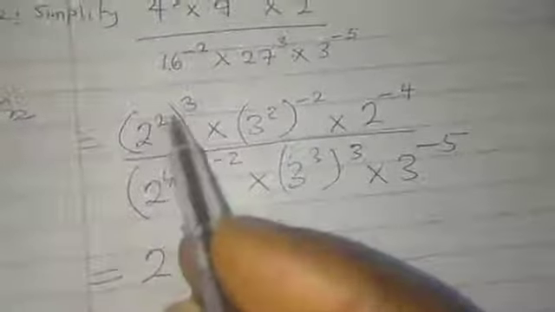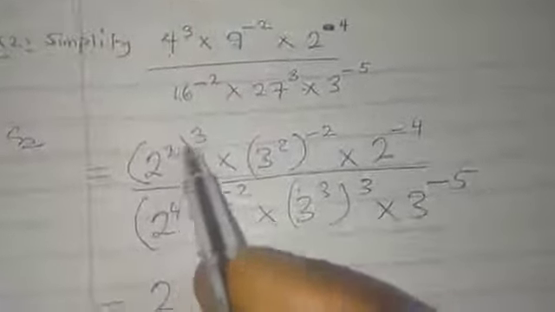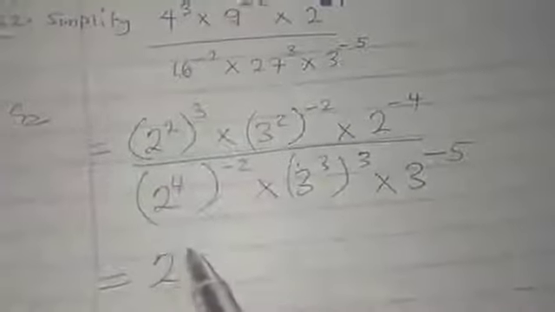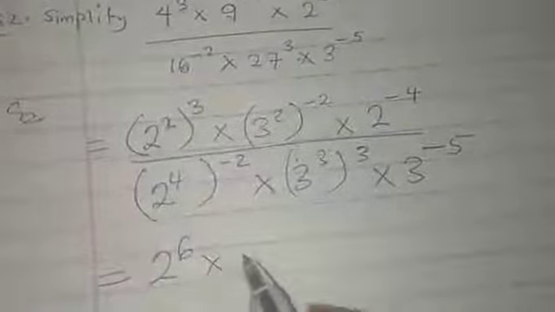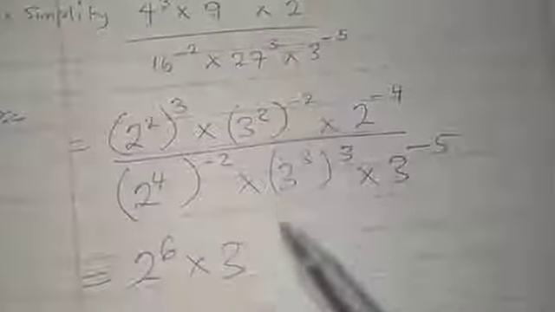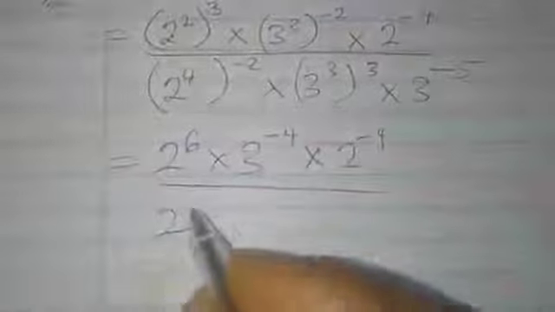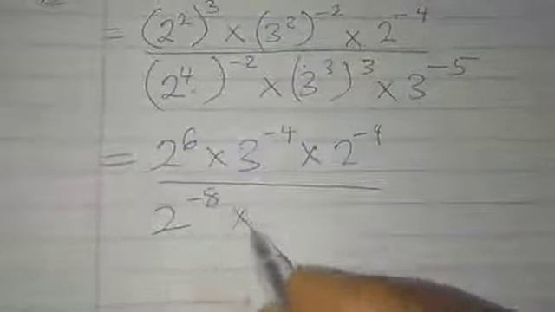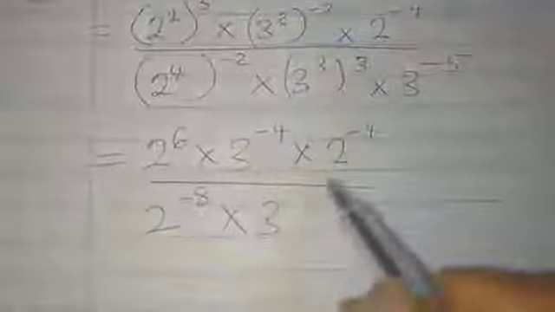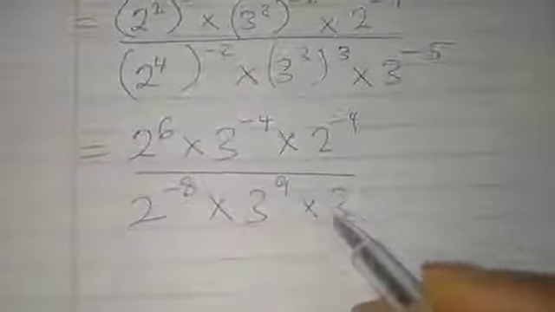we multiply the powers by the law of indices. Multiply the powers. 2 times 3, that is 6, times 2 times minus 2, this is minus 4, times this one will give me 2 raised to power minus 4, over this one will give me 2 raised to power. We multiply the powers. 4 times minus 2, that is minus 8. 3 times 3, that is 9, times 3 raised to power minus 5.